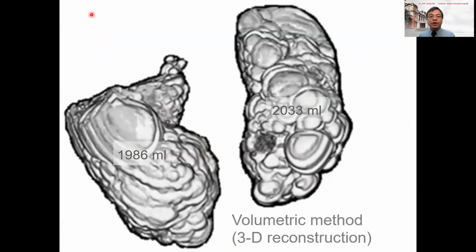As we mentioned, if we do the CT or the MRI, we can get the whole picture of the enlarged kidney due to polycystic kidney disease. We can calculate the kidney volume by the volumetric method. By using 3D reconstruction, we can do the segmentation slice by slice to finally get the total kidney volume. However, it is time consuming.